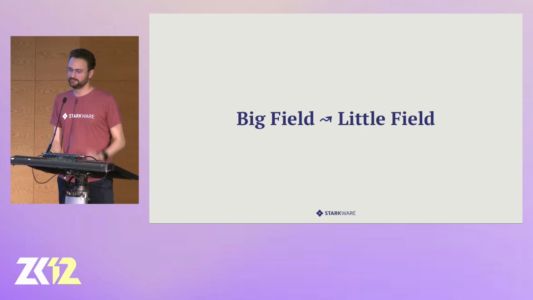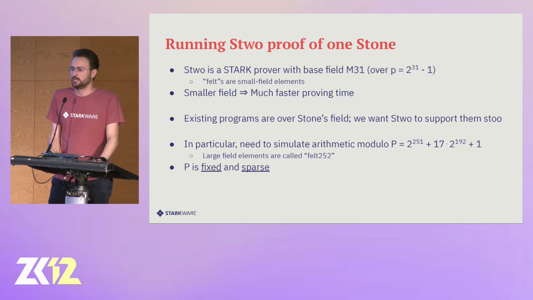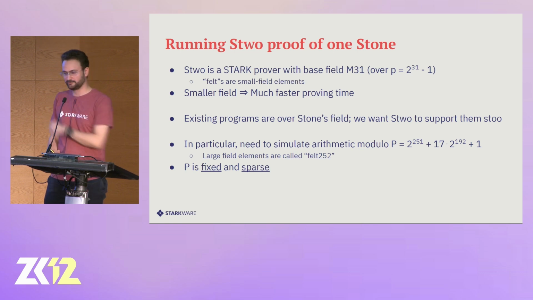And the second one is simulating a big field inside a much smaller field. Our next use case is we are now working on STU, our next generation prover, which will be for a circle Stark over base field M31, Mersenne, the 31st Mersenne number. And from now on, for the next 2 slides, felt will mean field elements inside this smaller field. We use a smaller field because it gives us much faster proving time. Operations in this field are much, much faster than operations in a big field in terms of CPU and so on.